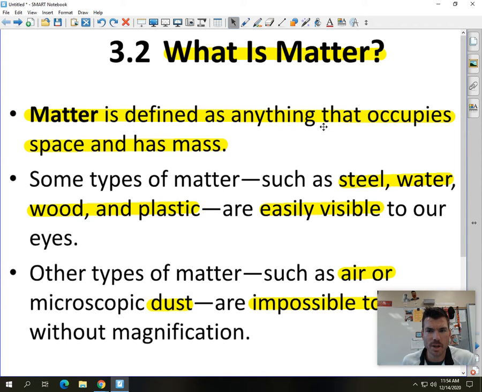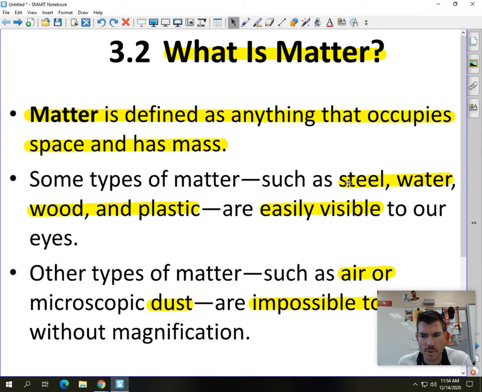Go ahead and title your notes right here, What is matter? And you can see that matter is anything that takes up space and has mass. Just think of anything that you can hold in your hands, like your phone, for example. It takes up space and it has a certain amount of mass. So anything that has mass and takes up space is considered matter. Here are some examples that you should write down.